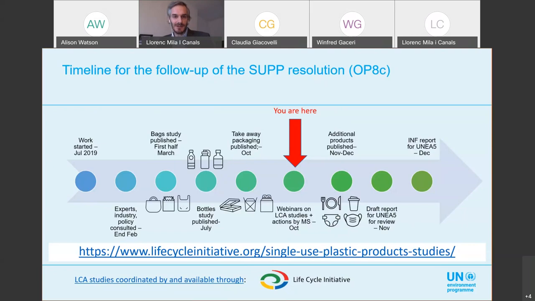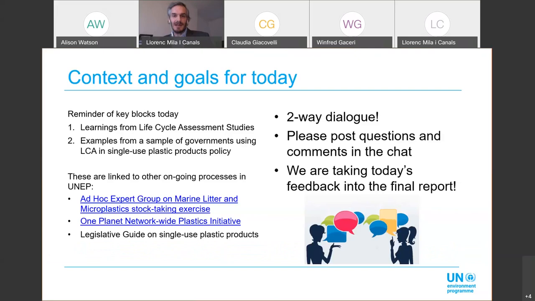And before I give the microphone back to Alison, just to remind you that the discussion that we're having today sits in the framework of a much broader work in UNEP on single-use plastic products. So many of you are probably aware of the stock-taking exercise of actions by member states, which is happening in the context of the ad hoc expert group on marine litter and microplastics. There's also work being done on legislation, the work of the One Planet Network task force on plastics. So there's certainly a lot, and I encourage you to explore the website.